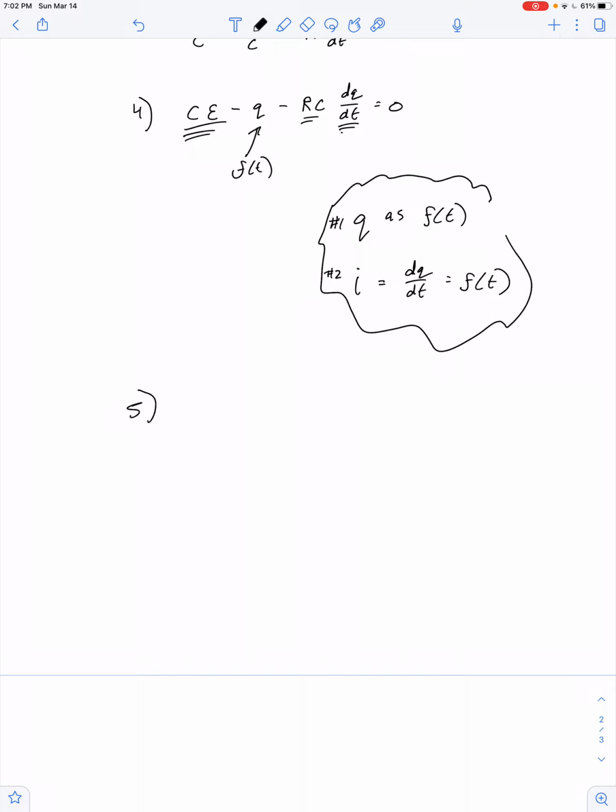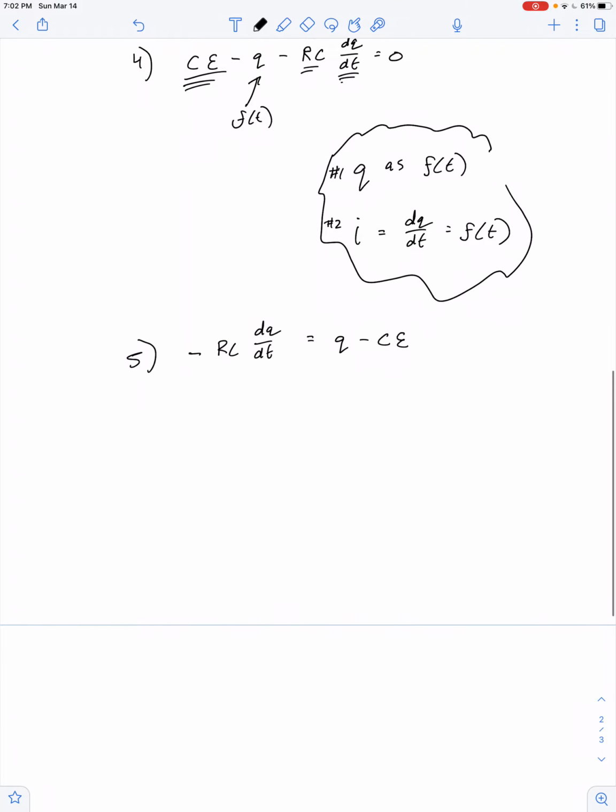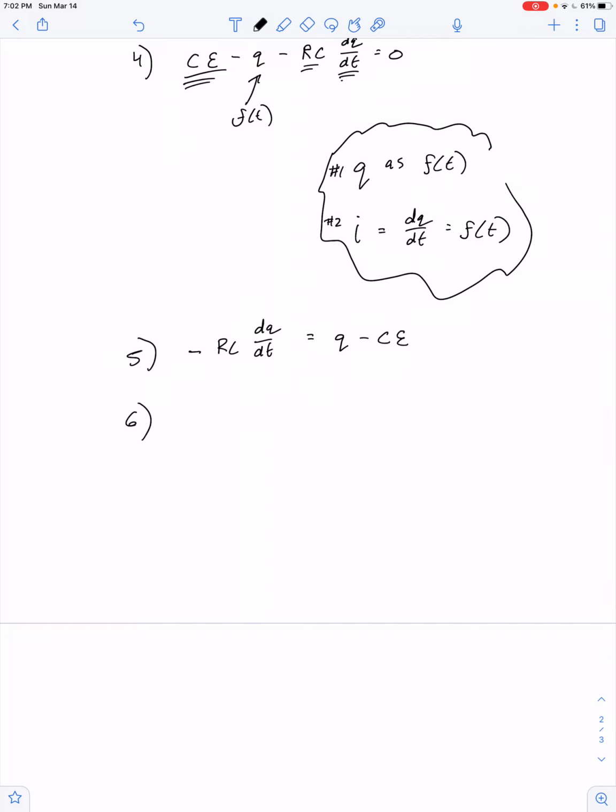So how about negative RC dQ/dt is equal to Q minus capacitance times EMF. So I've just transferred some of the terms in the equation to other sides of the equation. Looks good. Some cross multiplying, and we get dQ over Q minus capacitance times EMF is equal to negative 1 over RC times dt.